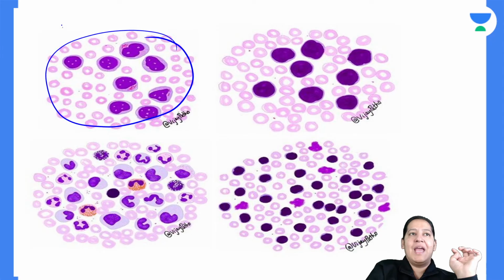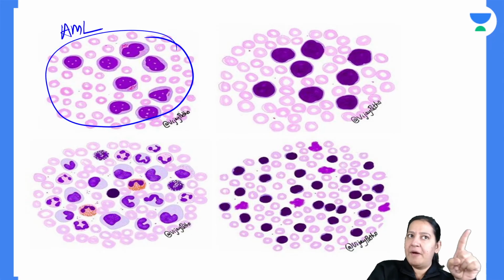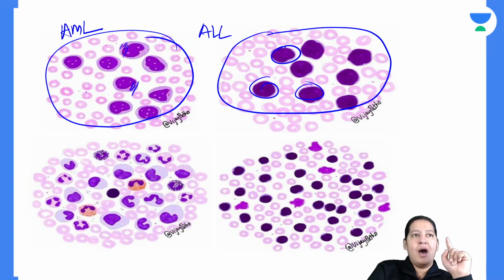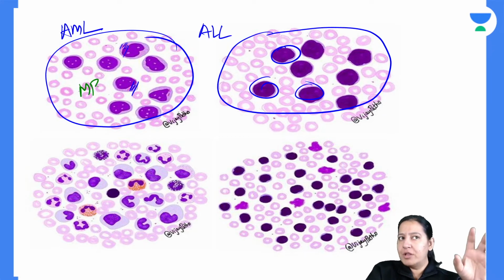So everyone have a look. This is AML, because I can see only one type of cell with iron rod. Please appreciate the iron rods. This is ALL, because I can see only one type of cell without iron rod. So these are myeloblasts, all the cells, and these are lymphoblasts, all the cells.